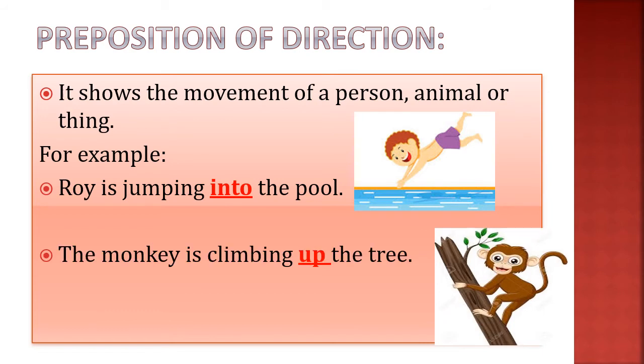Sentence number 2 is the monkey is climbing up the tree. So here up is the preposition of direction जो कि आपको ये बता रहा है कि monkey किस तरफ को जा रहा है. ठीक है, तो preposition of directions वो prepositions होती हैं जो आपको किसी भी movement की direction बताती हैं. वो movement किसी इंसान की हो सकती है, जानवर की और या किसी चीज़ की.